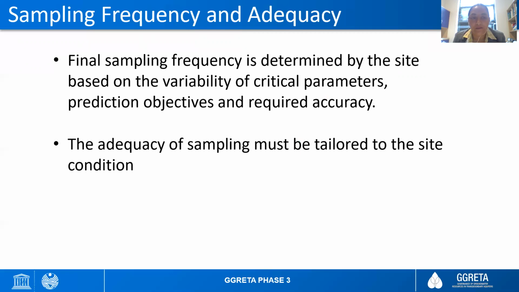So in essence, your adequacy of sampling must be tailored to the site condition. If you were sampling in an area where you might have acid mine drainage, you might sample for iron quite frequently, as it's an environment where the concentrations can vary and can be high, and vary quite quickly depending on changes in flow or interaction with oxygen, for example.